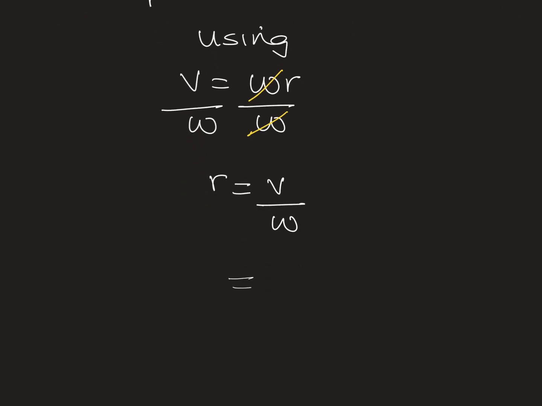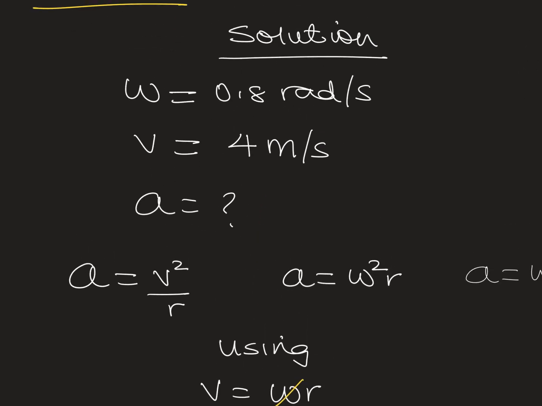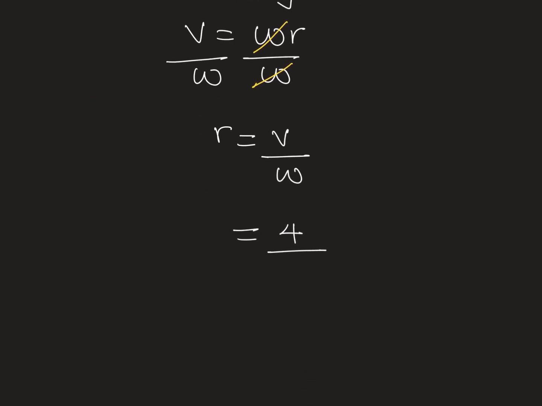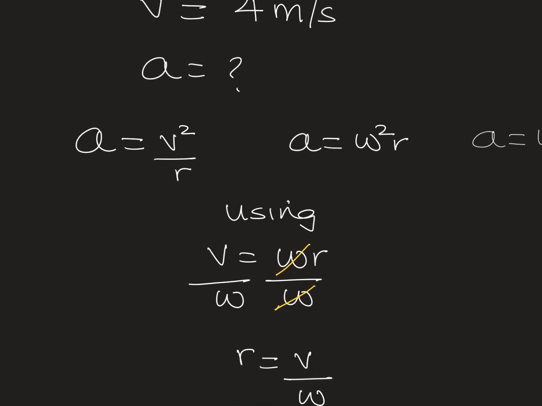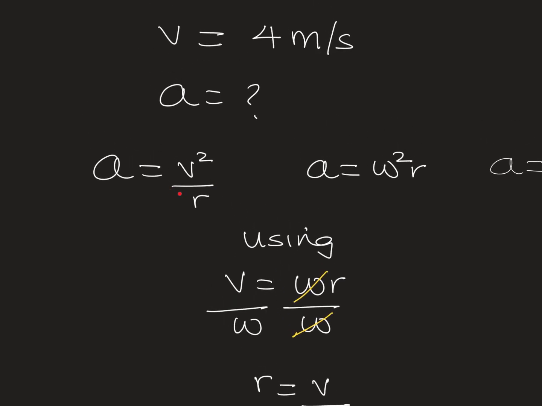So what is the linear speed? It is 4 meters per second divided by the angular velocity, 0.8. So 4 divided by 0.8 is 5. So it means the radius is 5 meters. So since the radius is known, we can use any of the two formulae that has r in it to find the acceleration.